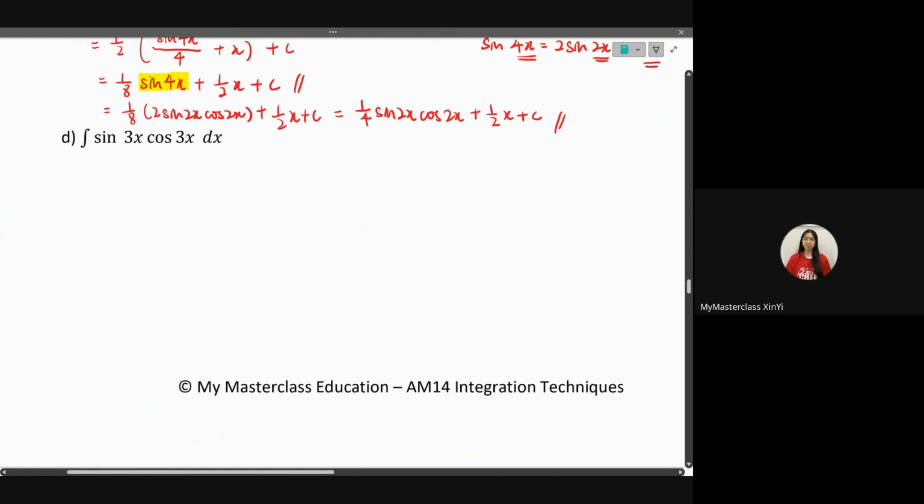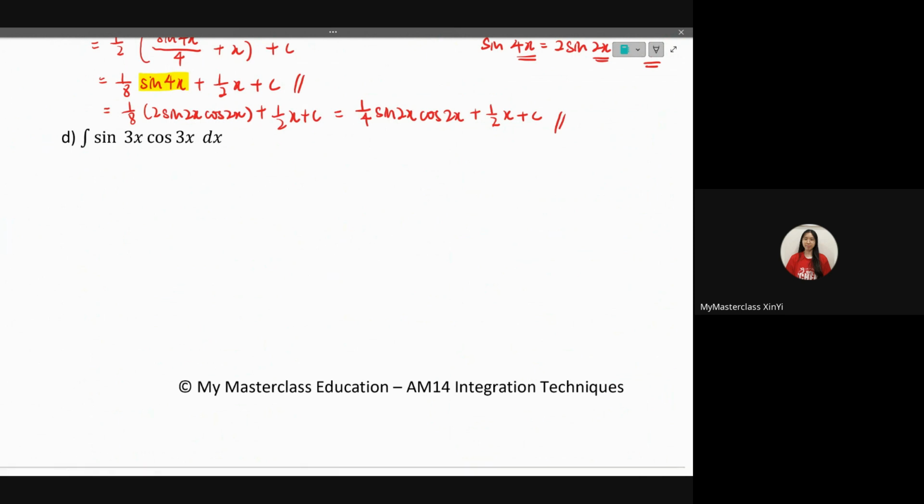Recall in integration, there's no such thing as product rule. So you cannot treat this as this times this, so I use product rule. Again, write this down: no product rule in integration. Not just product rule, there is also no quotient rule.